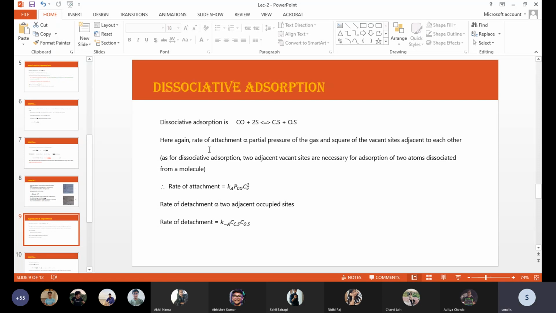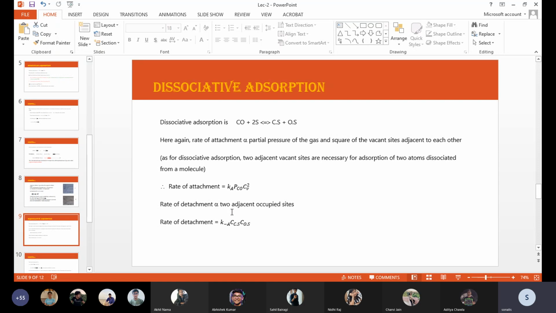So the rate of attachment is proportional to the partial pressure of the gas and the square of the vacant sites adjacent to each other. For dissociative adsorption, two adjacent vacant sites are necessary for adsorption of the two atoms dissociated from a molecule. So the rate of attachment is equal to Ka, the attachment rate constant, times PCO, the partial pressure of carbon monoxide, and the vacant site concentration squared, because Cv into Cv, two Cvs are required.